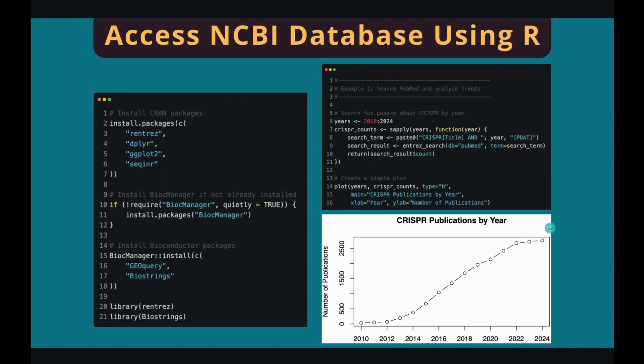Here is an example of searching publications using the rentrez package. Say we want to search all the publications about CRISPR between 2010 to 2024. The major function we use is entrez_search. Database PubMed, term, CRISPR in the title, and the publication year. We do this search for each year in a loop.